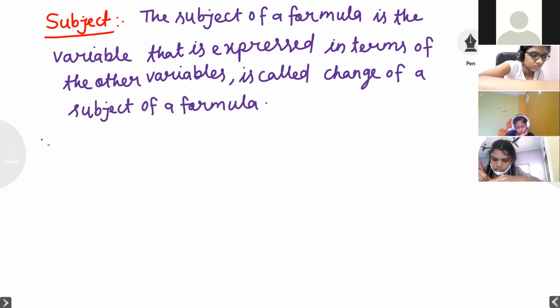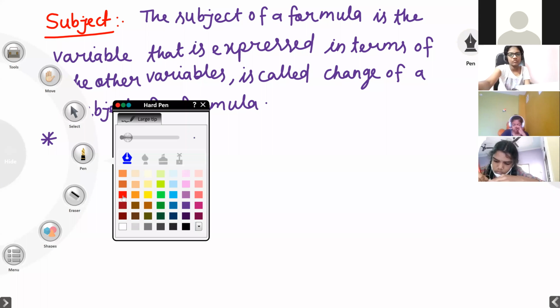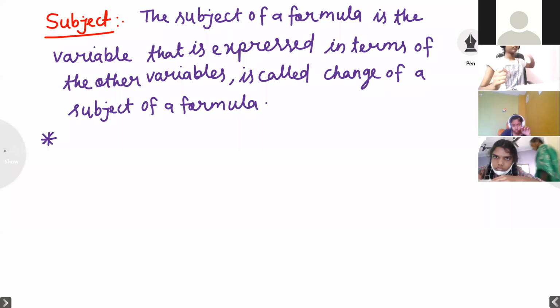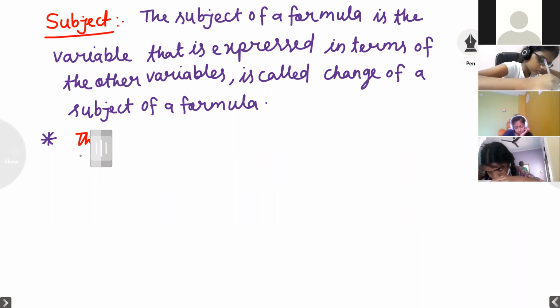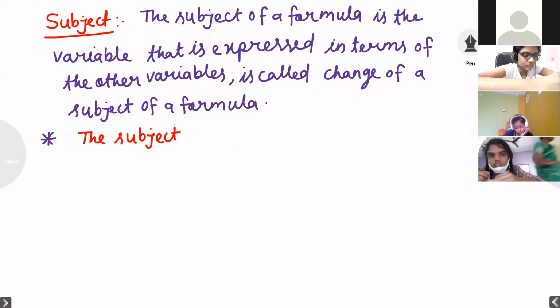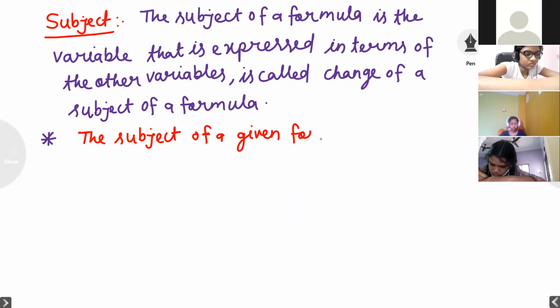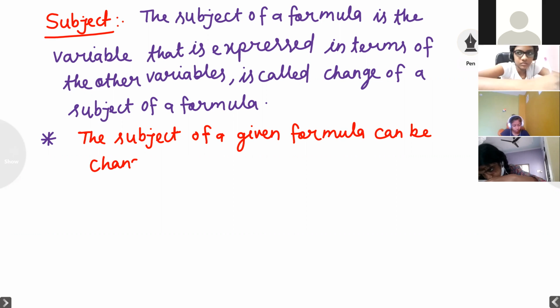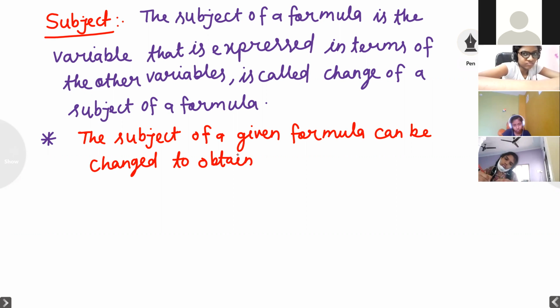First star point: the subject of a given formula can be changed to obtain a formula for a particular quantity.